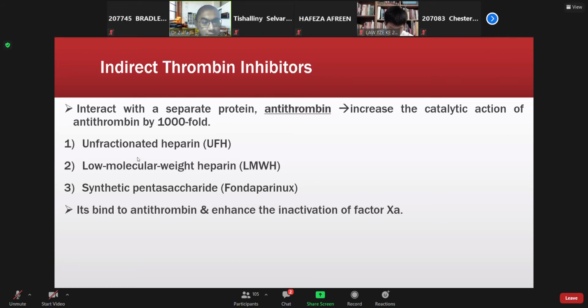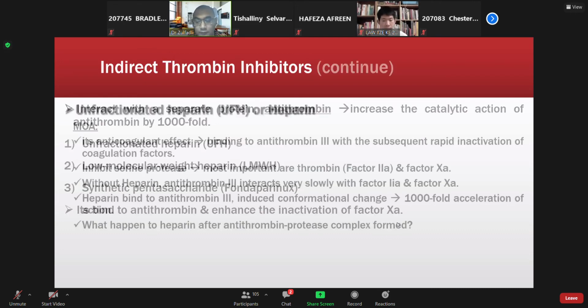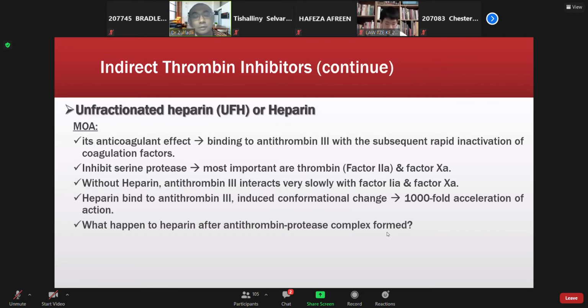And these three drugs bind to antithrombin and enhance the inactivation of factor 10. Remember, under indirect thrombin inhibitors, these three drugs, heparin, low molecular weight heparin, and also fondaparinux, will bind to the antithrombin and enhance or catalyze the inactivation of factor 10A. Meaning that factor 10 cannot be converted into factor 10A.